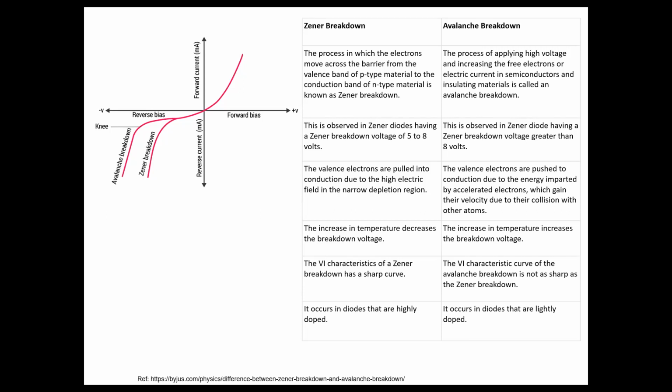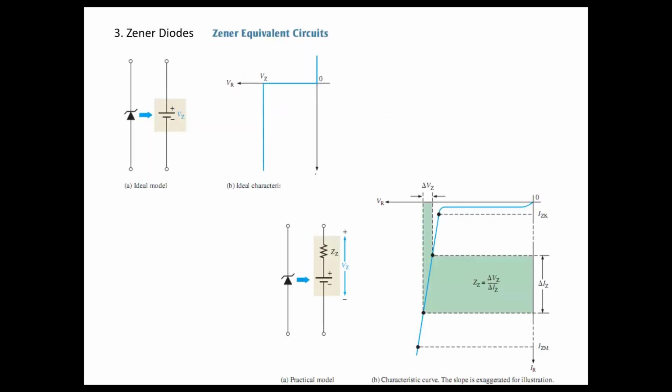With temperature, when the temperature increases, it decreases the breakdown voltage for Zener breakdown. Increased temperature increases the breakdown voltage for avalanche breakdown. And both of these breakdowns occur with highly doped semiconductor.